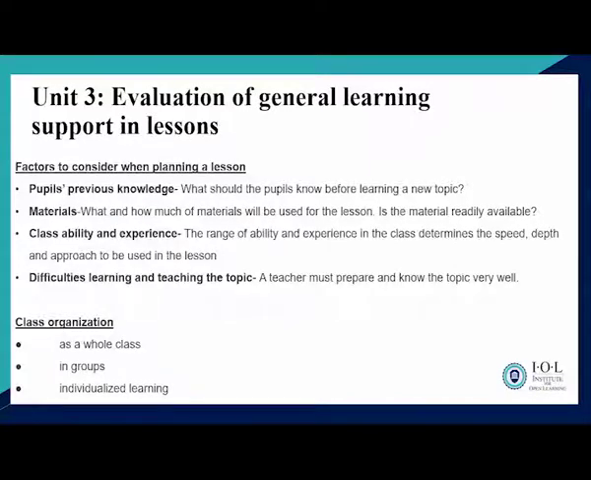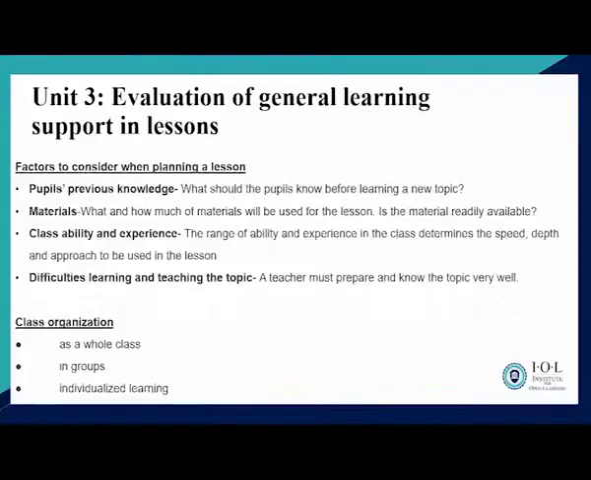Class organization. How do you teach your learners? I know most of the classes are just in groups, but are they arranged in groups so that you want learners to work in groups, or as a class arrangement? Okay, as a whole class, how do you teach? We normally teach them as a whole, everybody is listening. Do you teach them in groups, or do you go to everyone that you think is left behind? So for an effective lesson and general support in the lesson, these are some of the things that you have to consider.